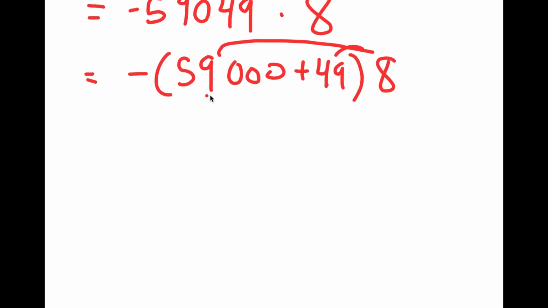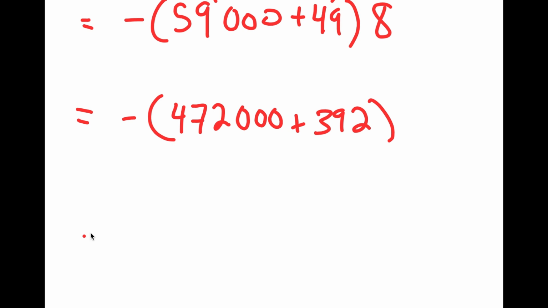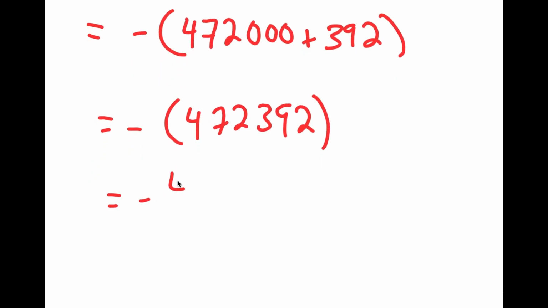So 8 times 59,000, well, all we have to do is 8 times 59, which is 472, and add the 3 zeros at the end. So I get 472,000 plus 8 times 49, which is going to be 392. So now, by adding these, I get 472,392. And this is negative, so negative 472,392.